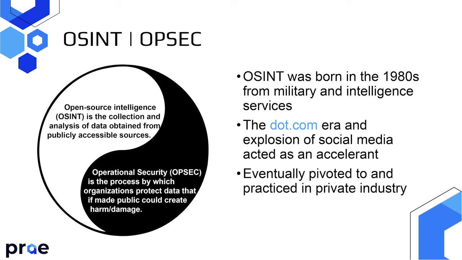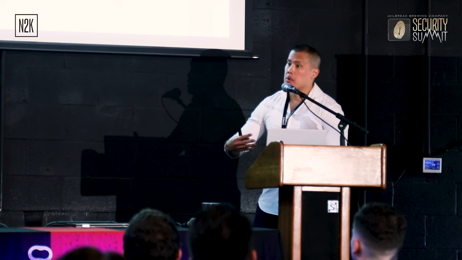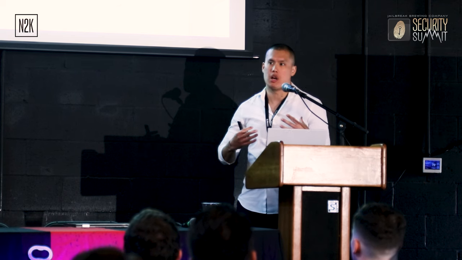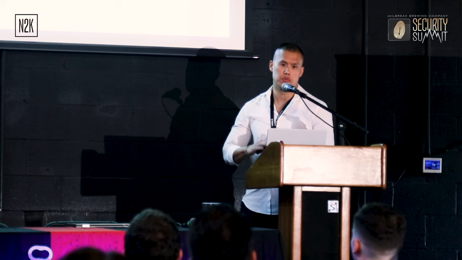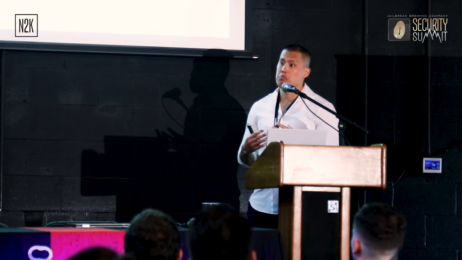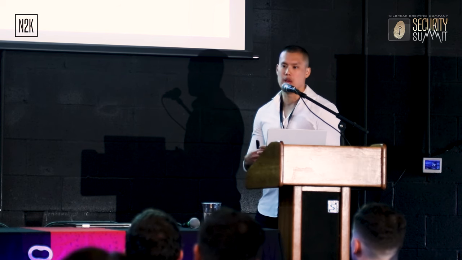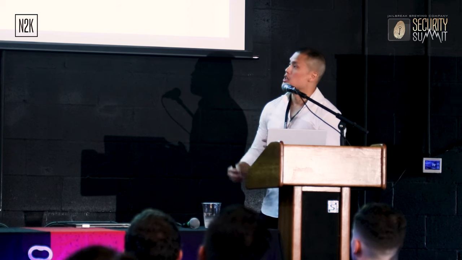On the flip side of that coin is OPSEC, which is a process by which you take organizational information that's publicly available and accessible to understand the harm if that information ever got leaked. The dot-com era, and especially social media, really accelerated that. Turns out in human operations there are four basic psychological motivators: money, ideology, coercion, and ego. People really like to talk about themselves and brag about themselves on social media. Who knew? As a result, there's an abundance of information that was now publicly and freely accessible. So the practice of OSINT eventually began to pivot from these historical intel communities into private industry.